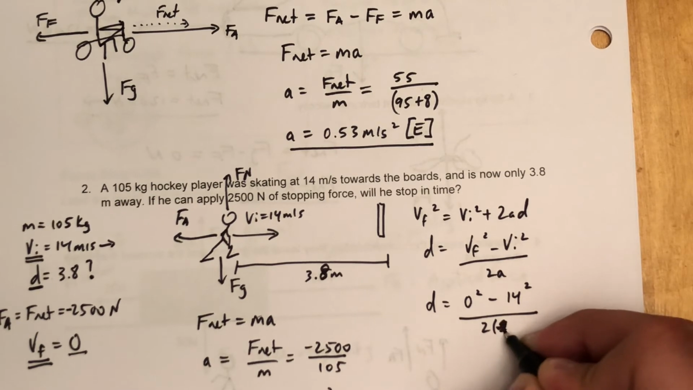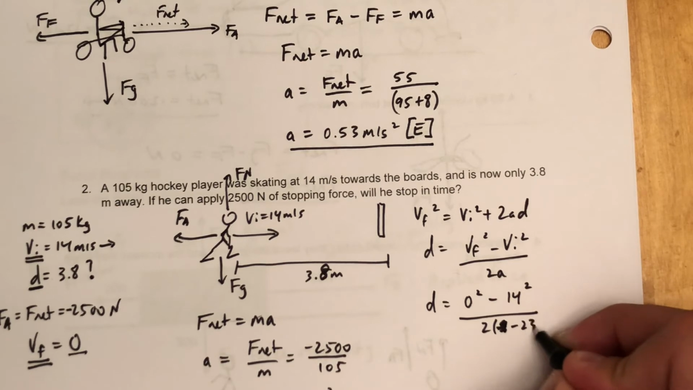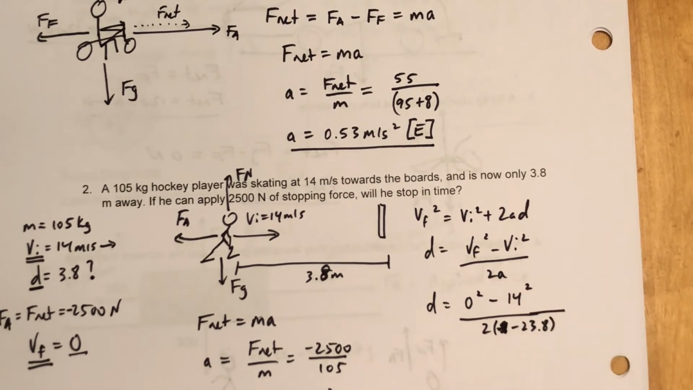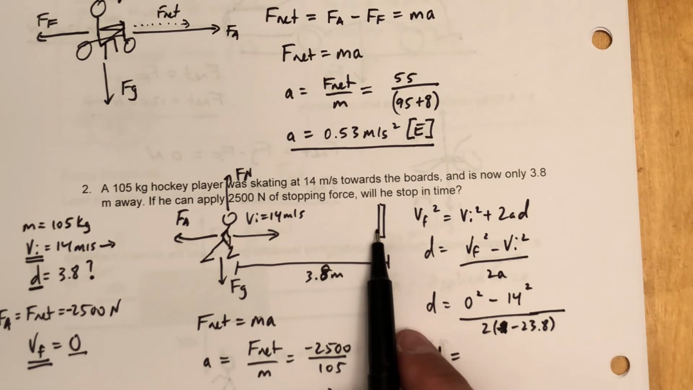Oh, sorry, what am I doing? This is not 19.6, our acceleration. I'm so used to using gravity. Negative 23.8. There we go. So we have a negative value on top, we have a negative value on bottom. We're going to have a positive displacement. That makes sense. He was traveling in this direction and he's slowing down.